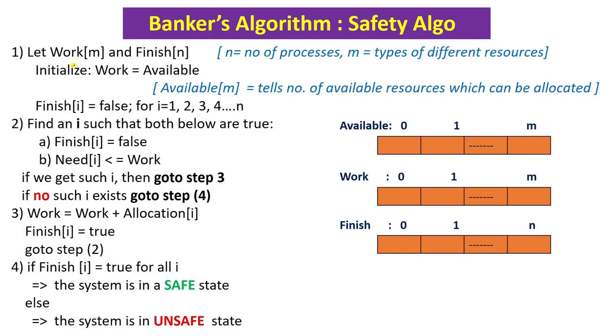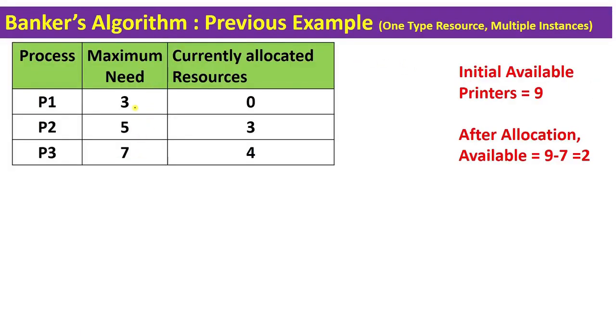So let's understand how the safety algorithm works. This algorithm says you have to take two arrays: one is the work array and one is the finish array. Here n is the number of processes in our system, and m is the types of different resources. In the earlier example we were talking about the printer, so we had only one type of resource. P1 needs a total of 3 printers, P2 needs 5 printers, P3 needs 7 printers. So the value of m will be 1.